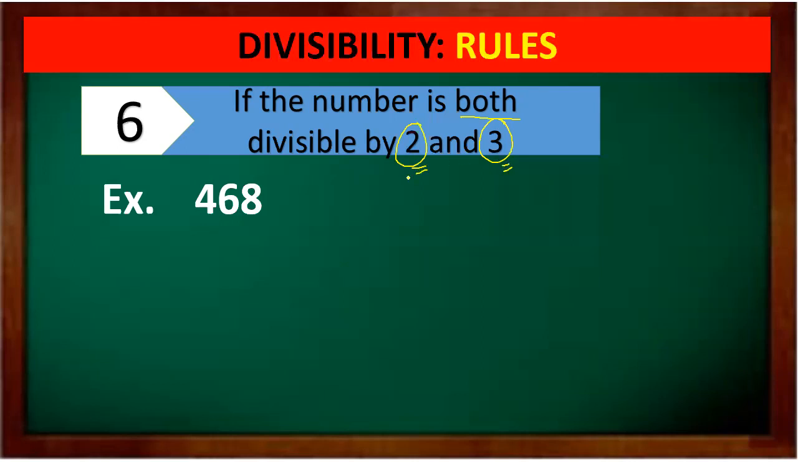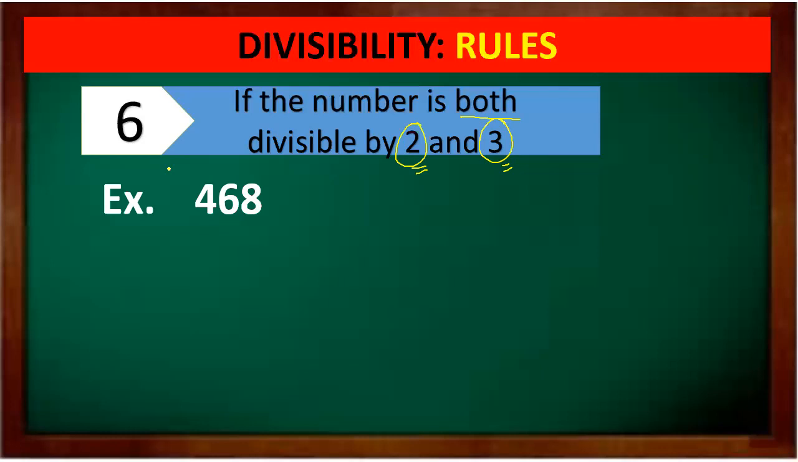So alam naman natin yung method, yung rule natin sa 2. Pag si 2 kasi, malalaman mo kung ang number ay divisible by 2 kung ang last digit niya, okay, last digit of a number, ay even number. Okay? So, how about 3? Yung rule naman sa 3, malalaman mo kung divisible siya by 3 if you are going to add, okay? If you're going to add all the digits of the number and the sum is divisible by 3, then therefore, that number is also divisible by 3. Okay, so if that number is divisible by 2 and divisible din siya by 3, therefore that number is divisible by 6. Okay, so let's try doing this example.